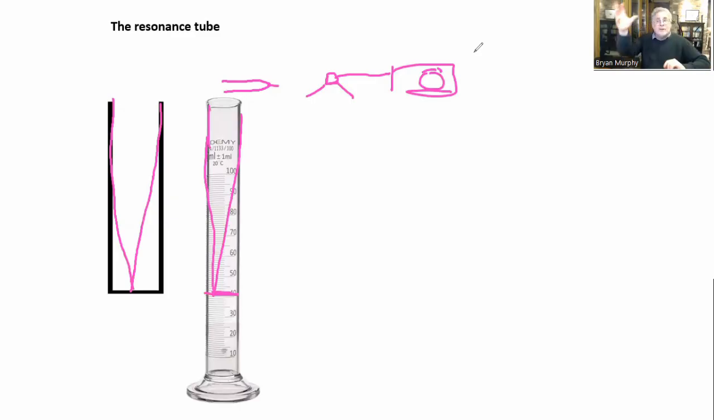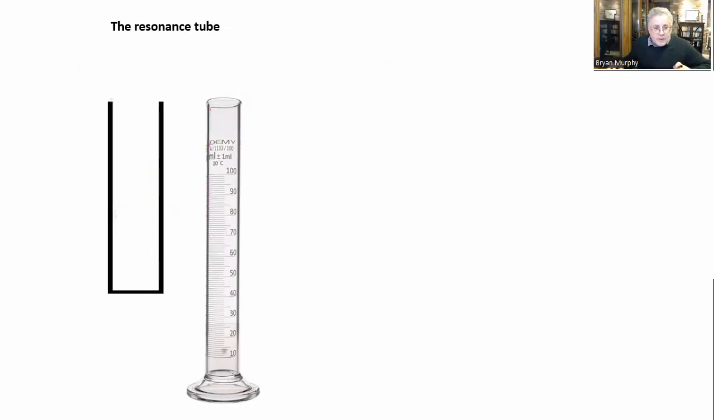It has resonated. Or if you put your loudspeaker over the top and then you adjust the frequency, sometimes it goes louder, and it's when it gets so much louder, the air is resonating, and you know that you have matched the length of the tube, which gives you the wavelength. V equals F lambda. So you've got your wavelength, your frequency comes from your frequency generator, and then you can find the velocity of sound. That is what we're trying to find when we do this.